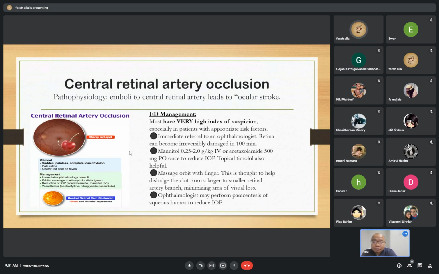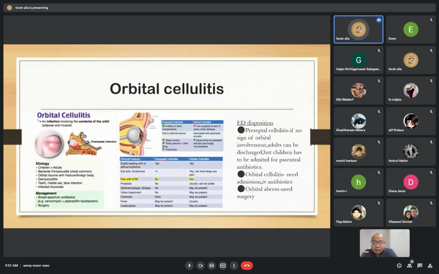Okay, carry on. Okay, for the last one is orbital cellulitis. It is an infection involving the contents of the orbit lah. So for the cellulitis of the eye, we can divide it into two lah, preseptal or orbital cellulitis. For the preseptal, it is unlikely to have complication. It is outside of the eye, so due to external causes lah, it can be caused by Staph aureus, Strep pneumoniae or other anaerobe organisms. For the orbital cellulitis, it can progress to loss of vision or brain abscess. So it is much more important.